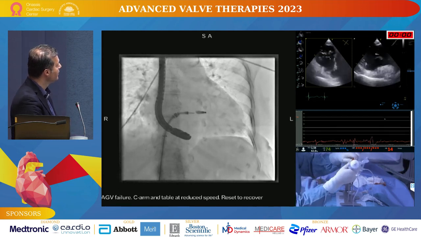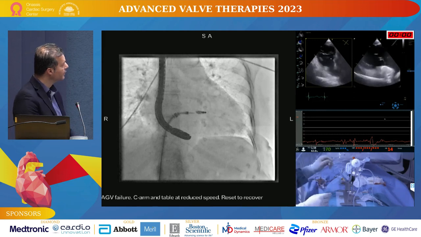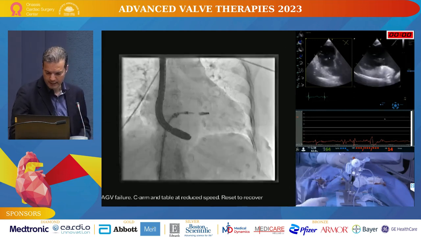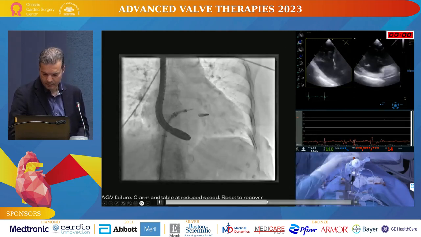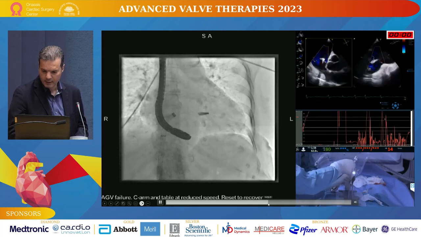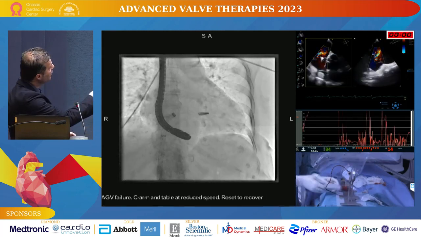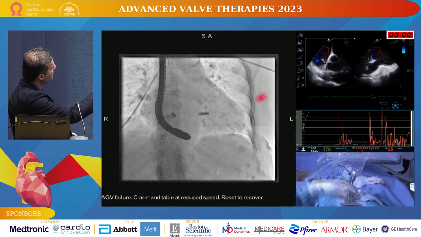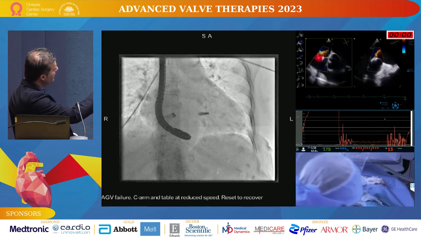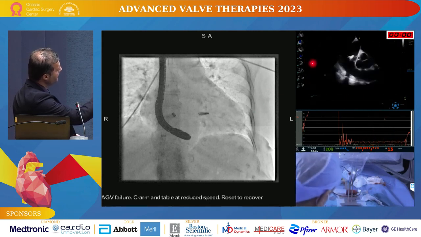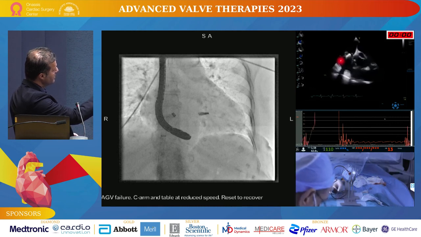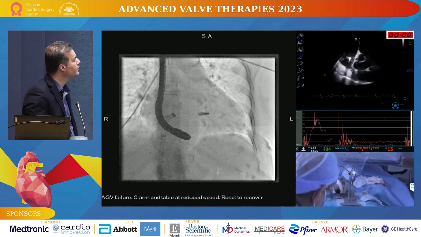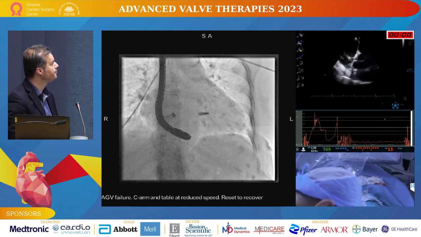That's it. So now clip is released, and we will assess the result. I'll just move in a little bit. See, now you see there is another color jet coming from the medial part of the valve, the one that is central, I would say. And this is anticipated, so in a minute we're going to put another clip in there.